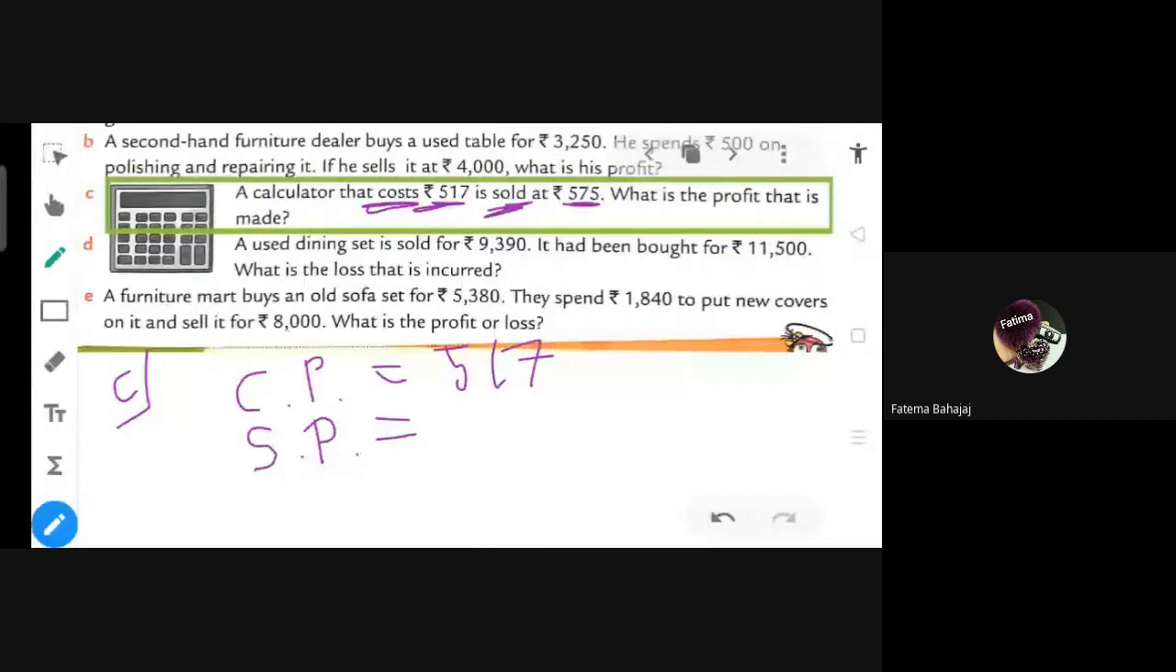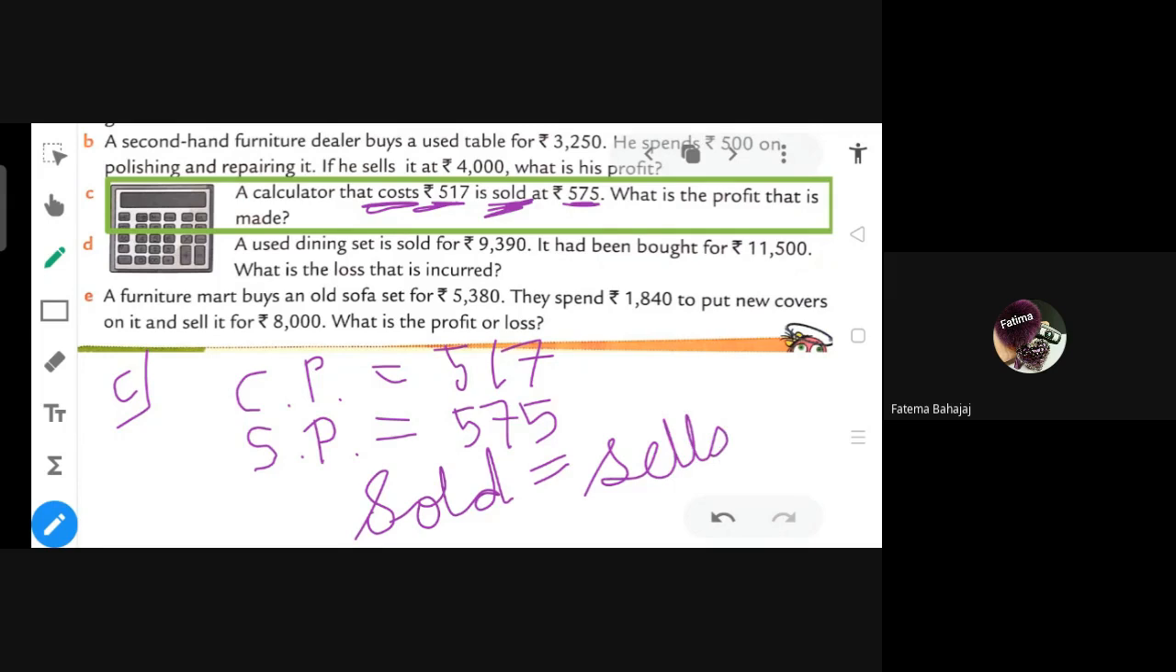कि भाई इतने में वो calculator बना है, खर्चा हुआ है, और वो calculator sell किया है 575 में. Sold, that is past tense of sell. Remember, or forgot what is sold? What I said, sold is what? Past tense of sell. Past tense. Ma'am, I don't know. Okay. Sold. Just now I have written sold as sell. Sold, sell.